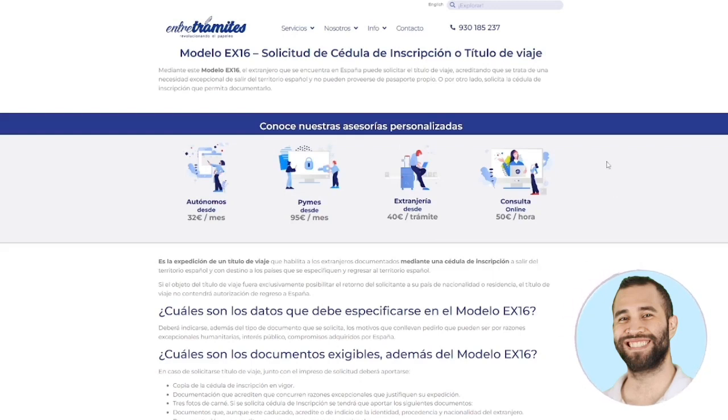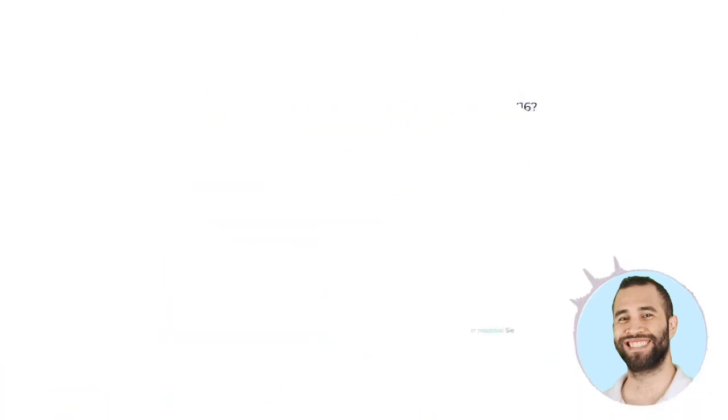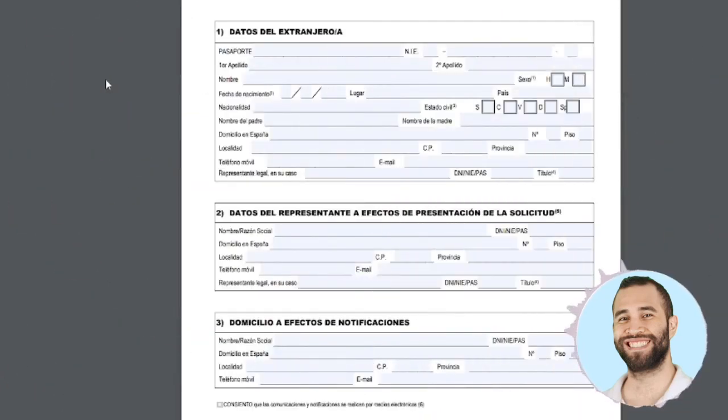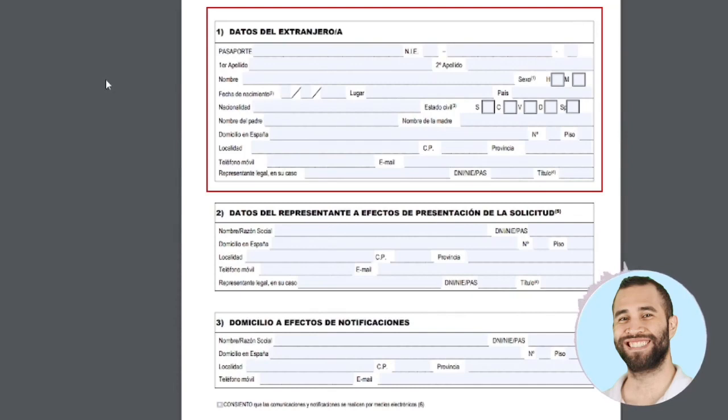At this point, we recommend reading the information as it's relevant. The video is focused on how to obtain and fill out the form. Scroll down to the Descargar Modelo section, click, and once you have the form, you will see that the first section is for the foreigner's data.